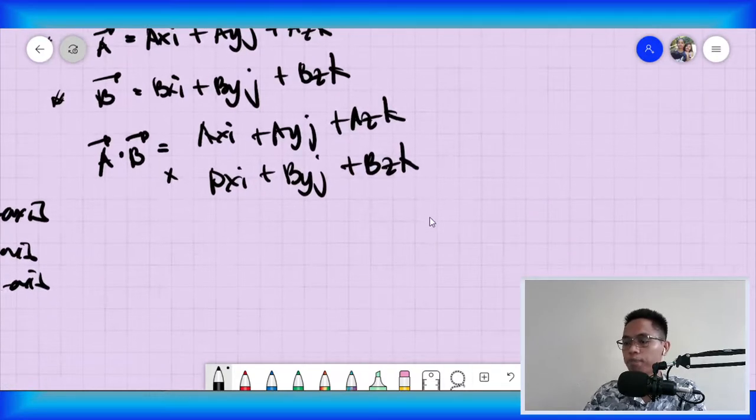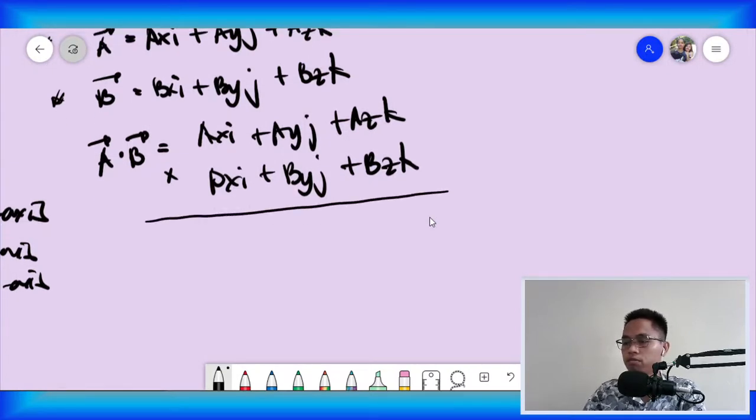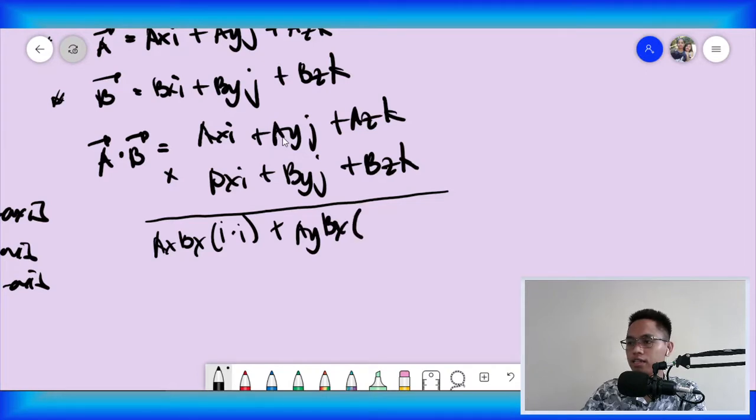Alright. Now, by performing longhand multiplication, we have BX times AX, that would be AX BX, I dot I. Since it is a dot product, so I dot I. Plus, this would be AY BX, then this would be J dot I. Plus AZ BX, this would be I dot K.